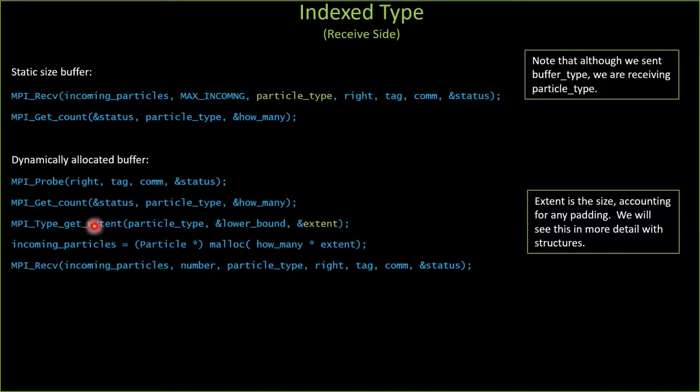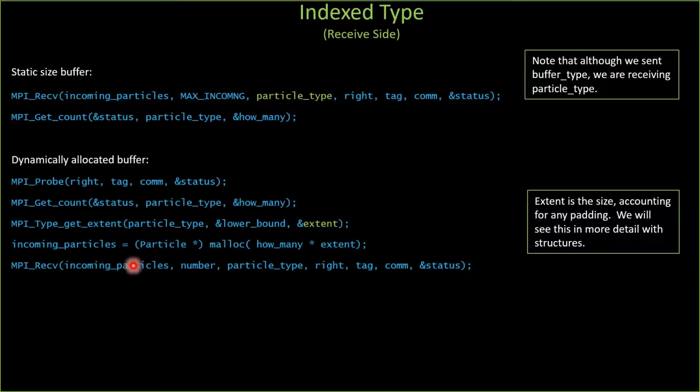We can get the count of how many we've got, and then we can define in memory, in this case with the malloc here in C. Any of you that are C programmers are comfortable with mallocing memory. Fortran programmers, you can set up an allocatable array. So now that we know what's coming in, we can allocate enough memory for it, and now we can receive into a buffer that's been properly sized for the incoming particles. And so dealing with dynamic data structures is no problem at all.